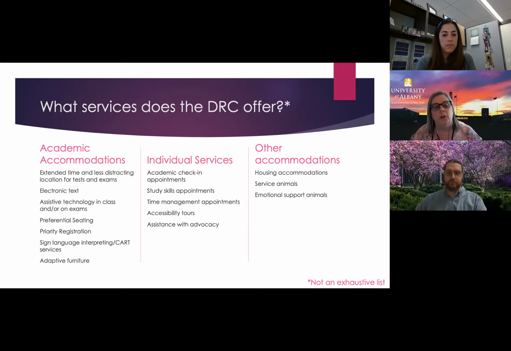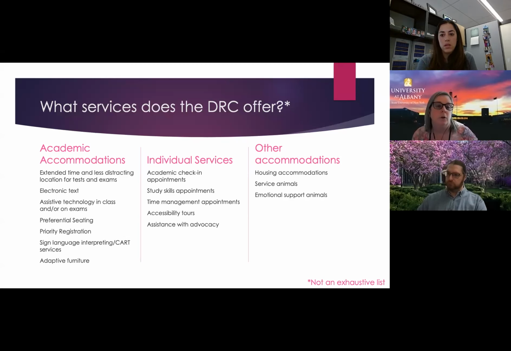So our services fall under 3 main categories. The first is academic accommodations, and these are the things that people mainly know us for. Things like extended time on tests and less distracting locations. Electronic text, maybe a student has a processing disorder, or for example, I have chronic migraines and sometimes reading for long periods of time can be difficult for me. So I'll get electronic copies of books so that they can be read out loud for me. Assistive technology in class or on exams.